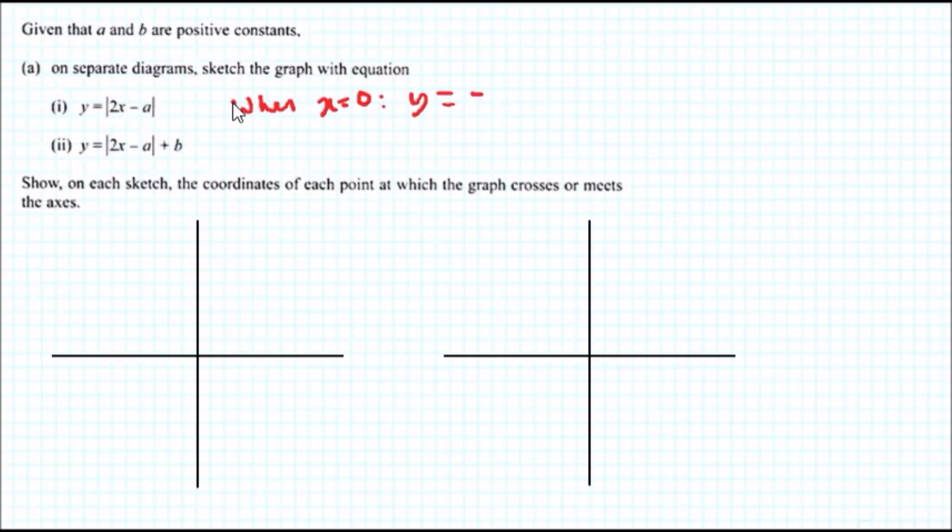So let's just stick with the non-absolute, yeah? Let's pretend there's no absolute sign. So y should cross at minus a, which is, let's say, here. Now how about when y equals 0? Well, when y equals 0, we should get 2x minus a equals 0. So plussing a and dividing by 2, we should get x equals a over 2. And that should be around here. So let me just mark something here and call this a over 2.